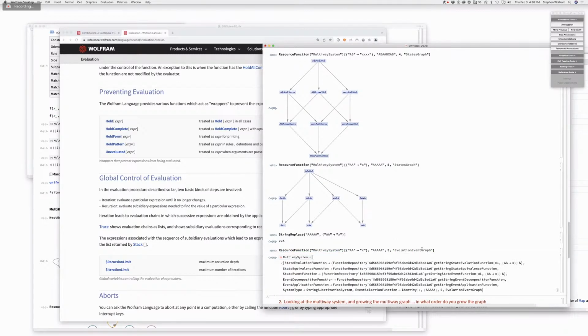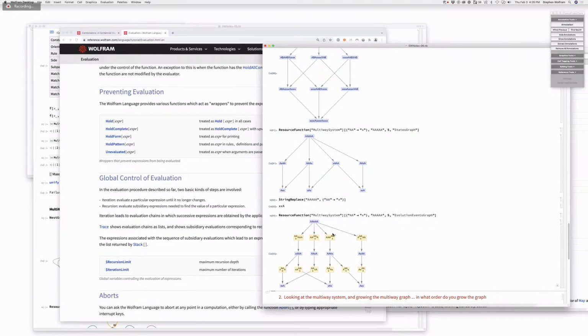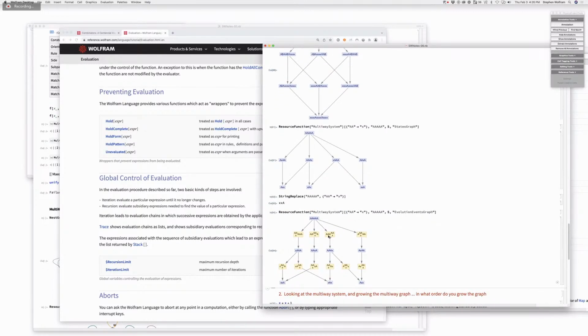What's it called? Evolution events graph. There we go. Okay, so those are the events. I see. Oh yeah, that's confusing. Look at this one here. This is a case where there are two possible events. Well, that one has four possible events. The events are essentially the output of string replace list.